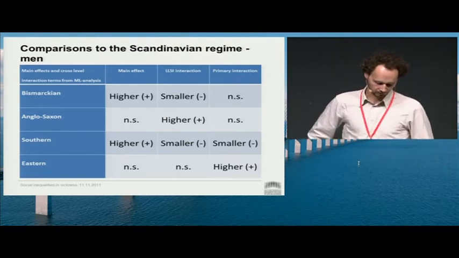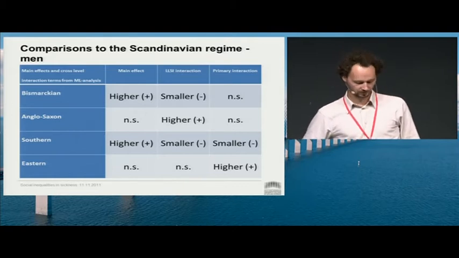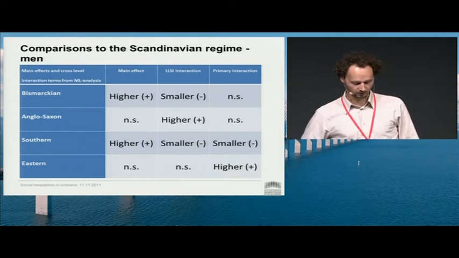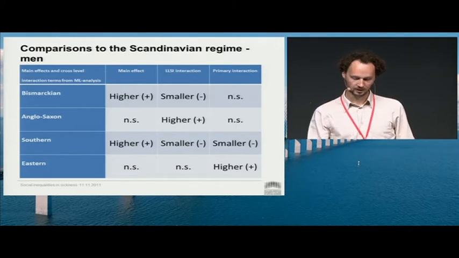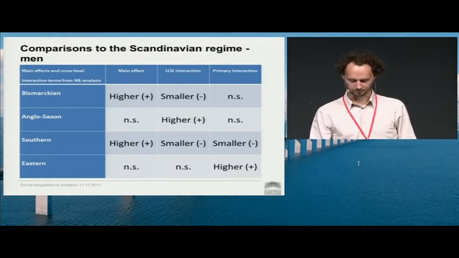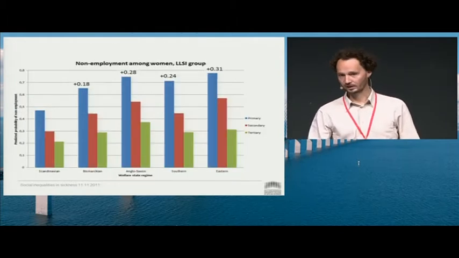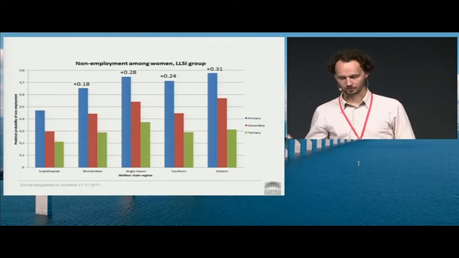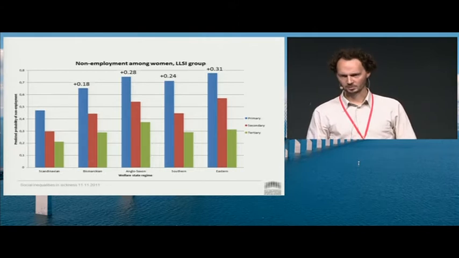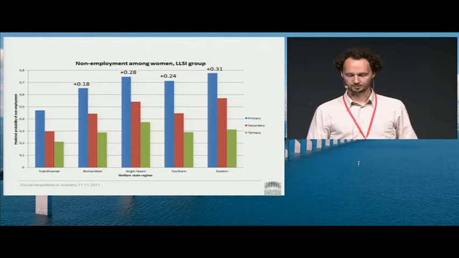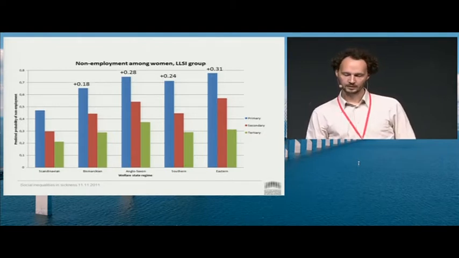Even if the predicted level of sickness is higher in all regimes compared to the Scandinavian, only in the Anglo-Saxon is the relative effect of health on unemployment higher than in the Scandinavian regime. This is a bit confusing, but we will show some graphs to make it easier. First, this is the same graph as the first graph, but for women and not only for men. And as you can see, it's pretty much the same picture with the lowest overall levels of sickness in the Scandinavian regime.